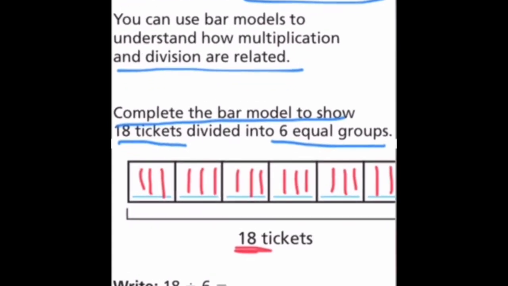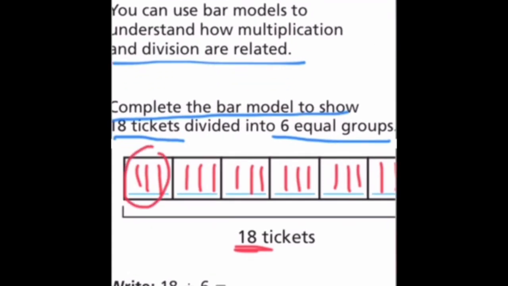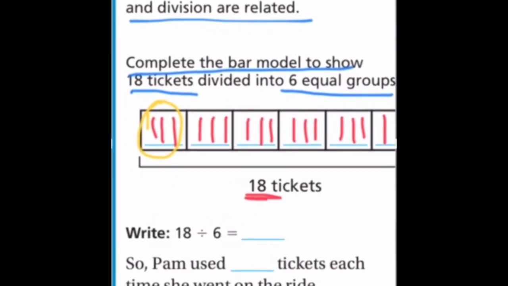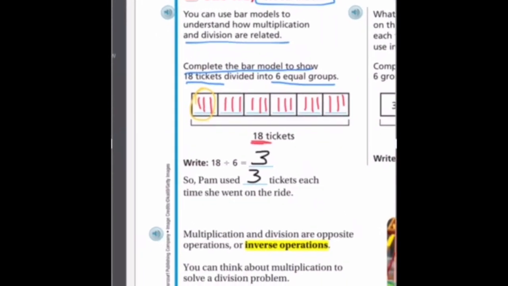How many are in each group? Oh, sorry about that, I meant to change colors to yellow. How many are in each group? 3. So 18 divided by 6 equals 3. So Pam used 3 tickets each time she went on the ride.